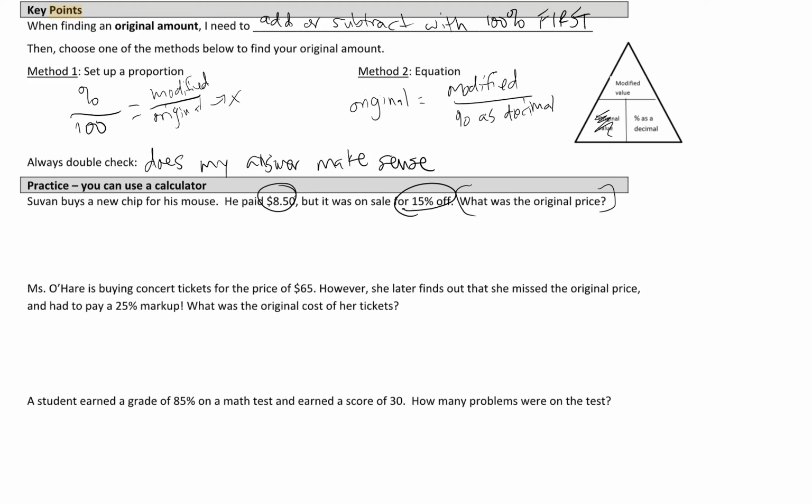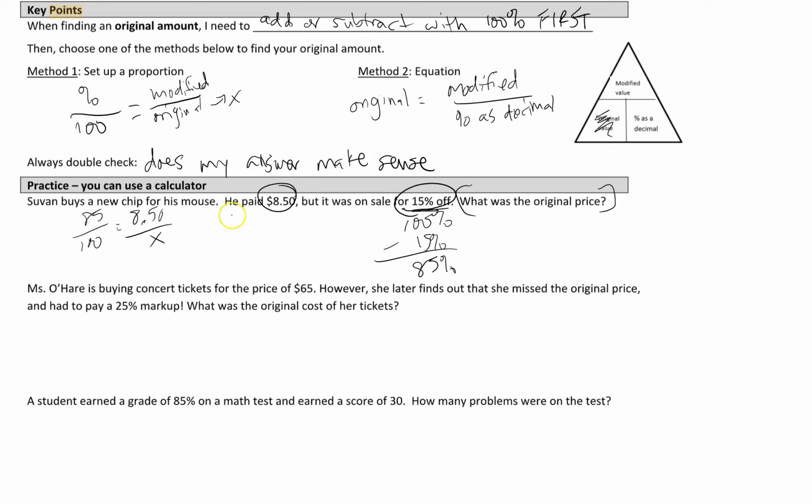Let's do an example first with a proportion. So we know it was 15% off, so we're going to start with our subtraction. I'm subtracting again because it was percent off. 100% minus 15% is 85%. So now for my proportion, I'm going to say, all right, this 85% was $8.50. So what was the original price?